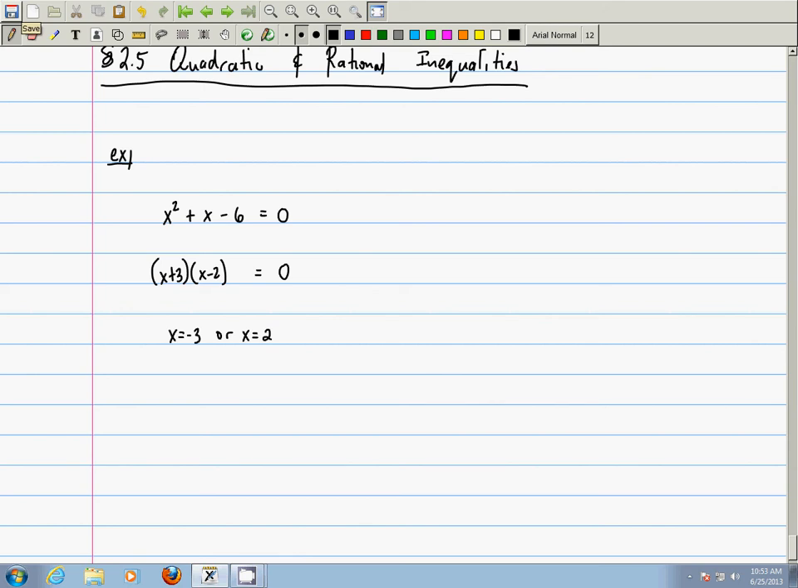So now, let's do it a different way. Let's solve it with the quadratic formula. So if we were to use the quadratic formula, then we'd take the coefficients. A is what? 1, B is 1, and C is negative 6, right? And just plug it into the quadratic formula. The first thing that I always do when I'm doing the quadratic formula is I check the discriminant, b squared minus 4ac.